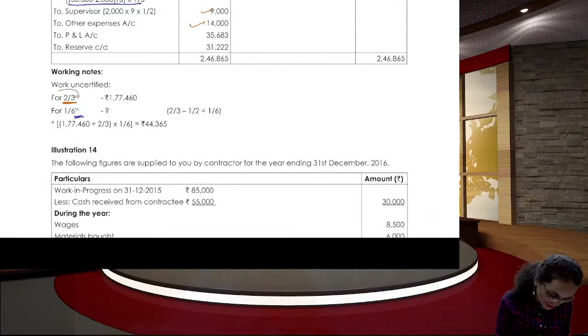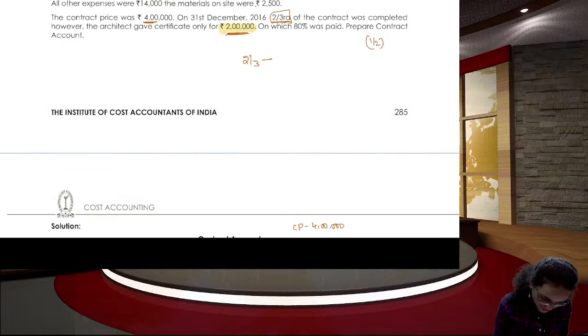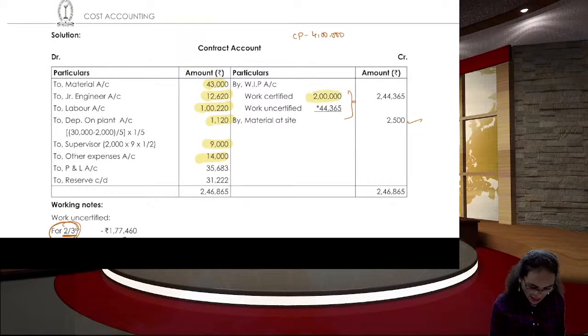For completing the 2/3 of the work, what is the cost we have incurred? How to calculate the cost? Calculation of the cost. Here, this total minus work certified, anyhow it is given 2 lakhs rupees. You have already written 2 lakhs rupees, and material at site is also given 2,500, and uncertified you don't know. That's what we need to find out here. Now calculate the cost we have incurred to complete the 2/3 of the project.